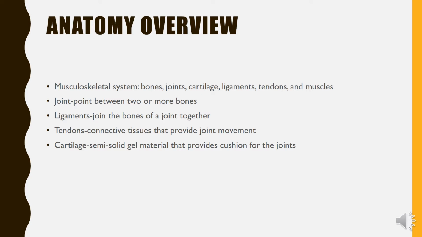We'll do a quick anatomy overview of the musculoskeletal system. Our musculoskeletal system consists of bones, joints, cartilage, ligaments, tendons, and muscles. A joint is the point between two or more bones. Ligaments join the bones of a joint together. Tendons are the connective tissues that provide joint movement. And cartilage is a semi-solid gel-like material that provides cushion for our joints during movement.